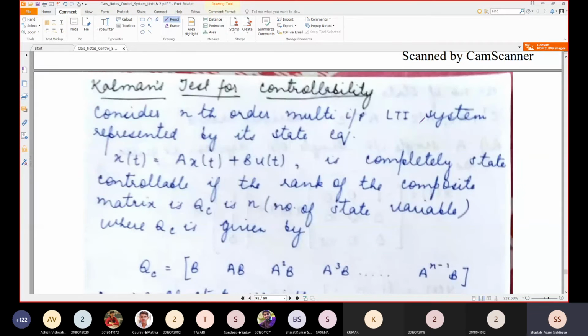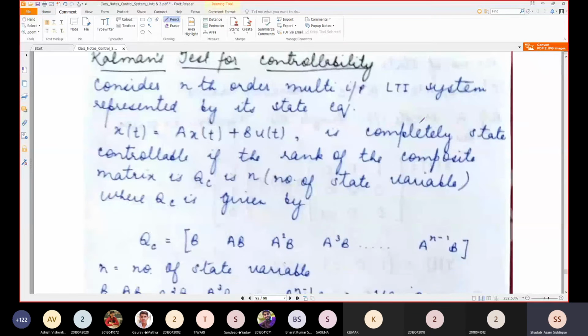The system is completely state controllable if the rank of the composite matrix QC is n, the number of state variables, where QC is given by this matrix. See, whatever we have taken previously.